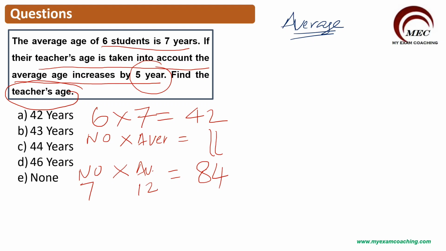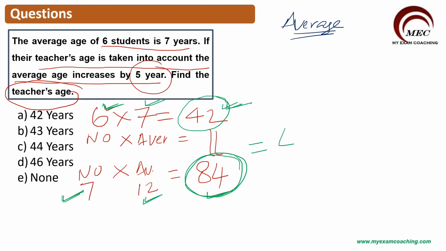I'll explain this in a simple way so you can understand. Initially there were 6 students. The average was 7, so the total number into average gave us 42. Now you are adding the teacher also. So 6 students plus 1 teacher, the total number will become 7, and the average 7 will become 12 now. So the total becomes 84. First the total was 42, now the total is 84. What is the difference between 42 and 84? The difference is 42. So that 42 is the age of the teacher.